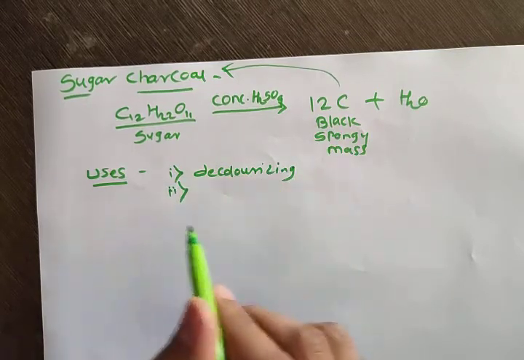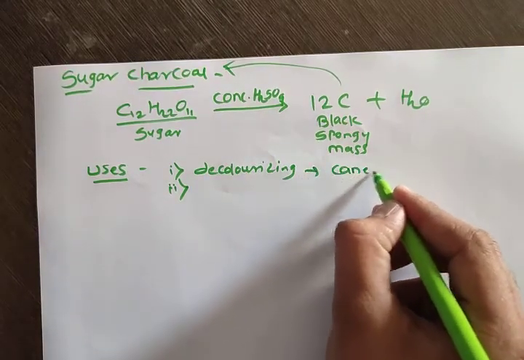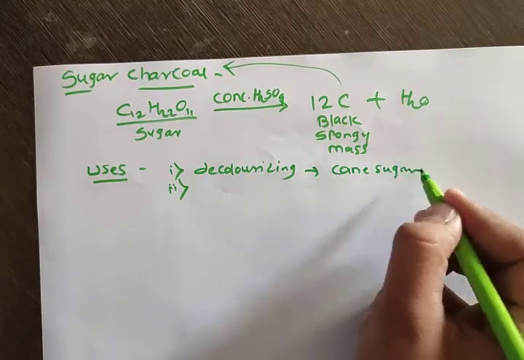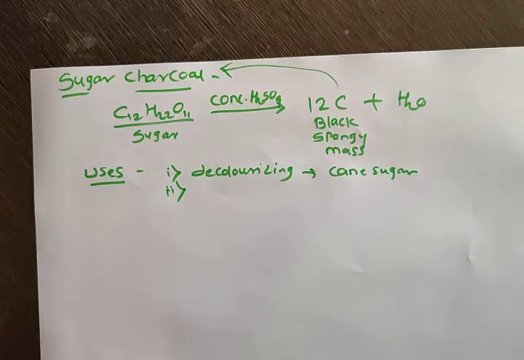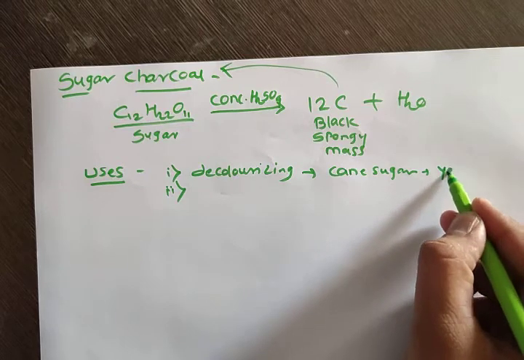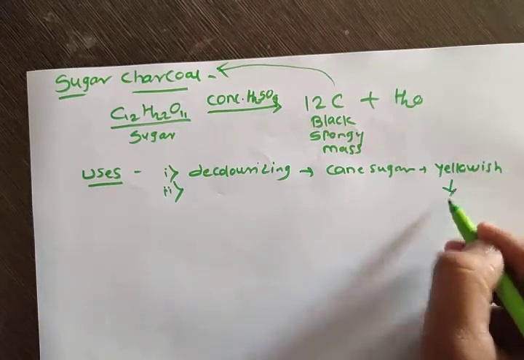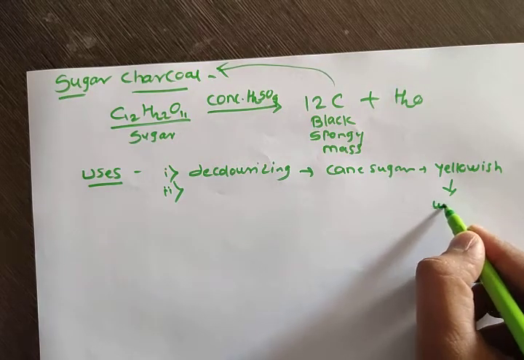Then second, it is especially used to decolorize the cane sugar. So cane sugar solution, that means the juice extracted from the cane sugar, you must have observed it is yellowish in color. But whatever sugar you obtain from this cane sugar juice is white in color.